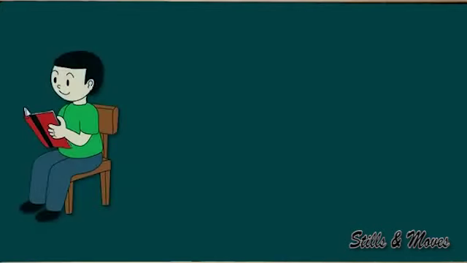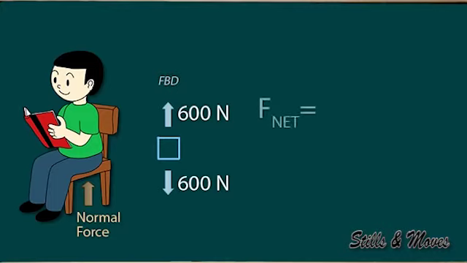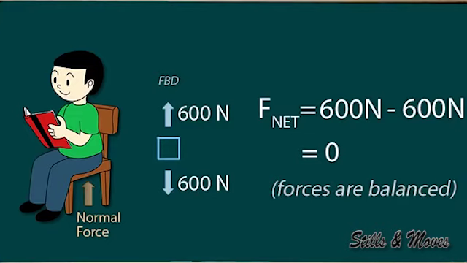If you're sitting in a chair, the chair is providing a normal force on you, pushing you back up. If you weighed 600 newtons, your free body diagram would include the gravity pulling you down and the normal force, in this case provided by the chair, pushing back up. And the chair would provide a normal force of 600 newtons, so that your net force would be 600 newtons down minus 600 newtons up, or 0. Again, your forces are balanced and you're able to sit there in the chair.